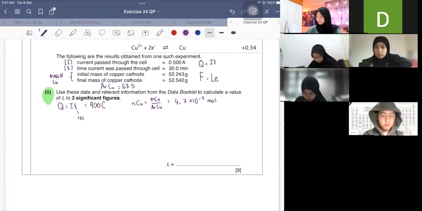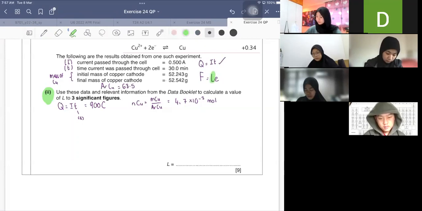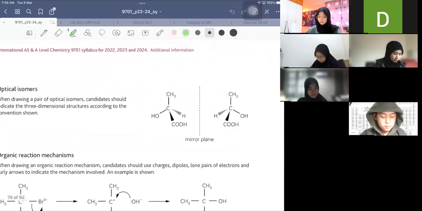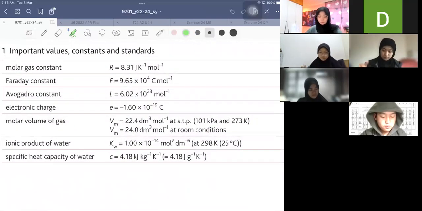To find the mass of copper, you need to subtract the final mass minus the initial mass. Did you get 4.7 or 4.67 times 10 to the power of minus 3 mole? Now we're done with Q equals IT. The next expression that we are interested in is F equals L E. You can calculate your L if you know your F and your E. E is a constant in your data booklet, which is the charge of a single electron, 1.6 times 10 to the power of minus 19.